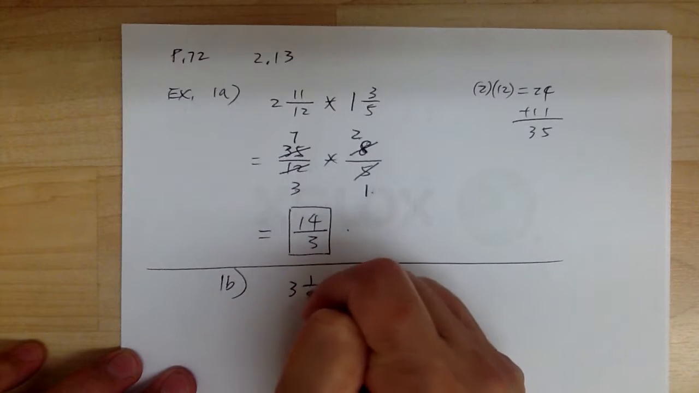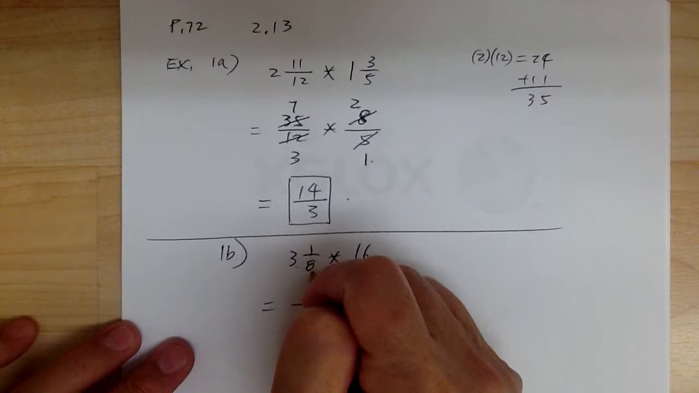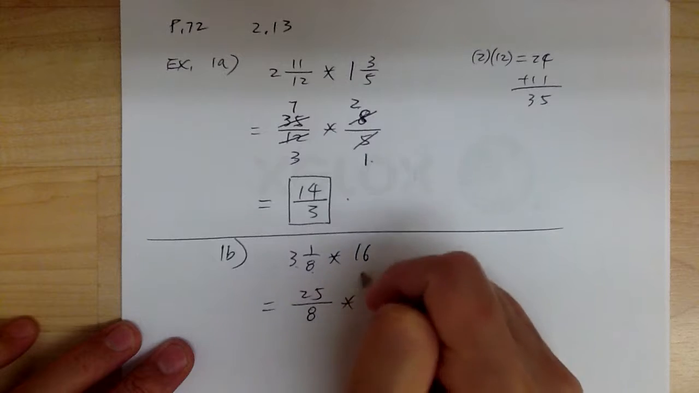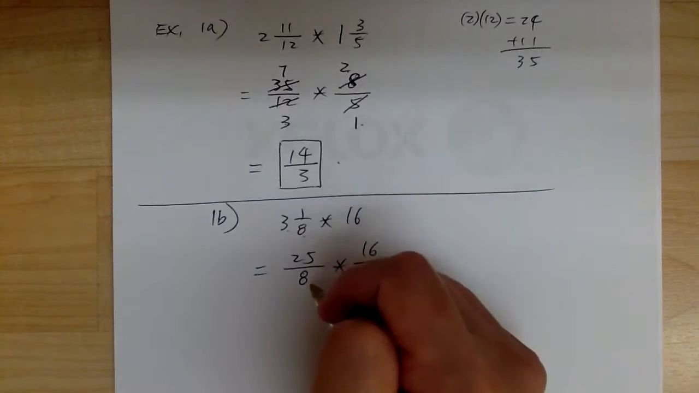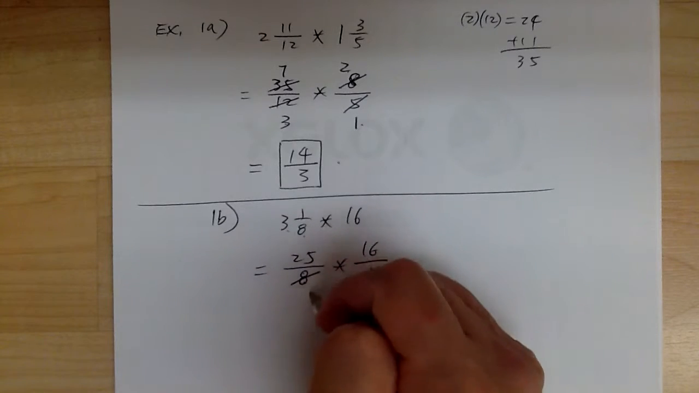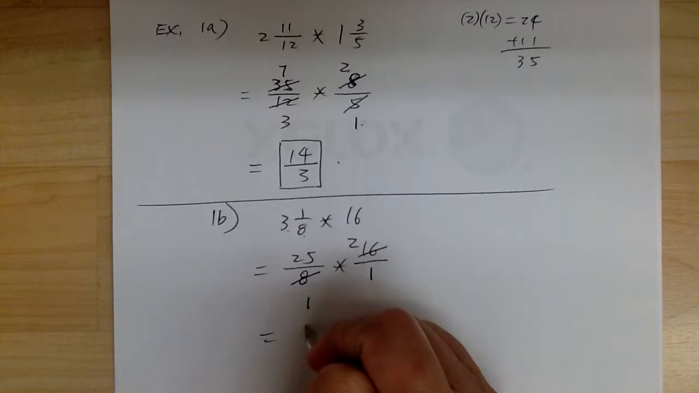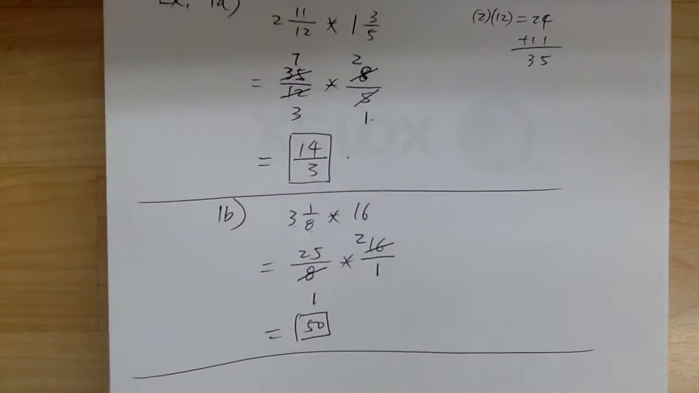You got 3 and 1/8 times 16. So you can convert. 3 times 8 is 24, plus 1 is 25. And make this into 16 over 1. So both these are divisible by 8, so divide by 8 you get 1, divide this by 8 you get 2, and then when you multiply you get 50. Okay. Let's go to example 1c.